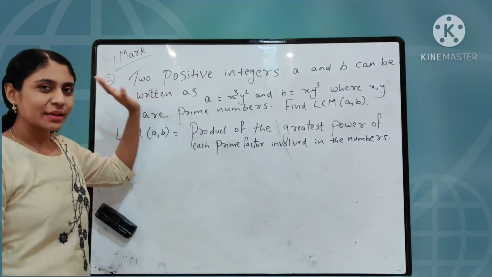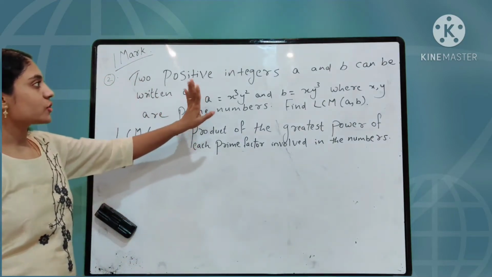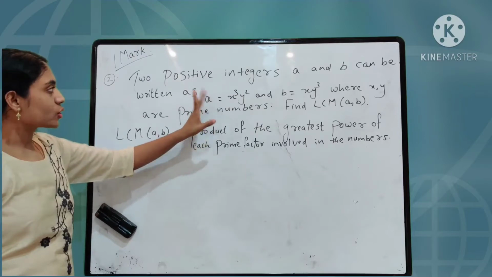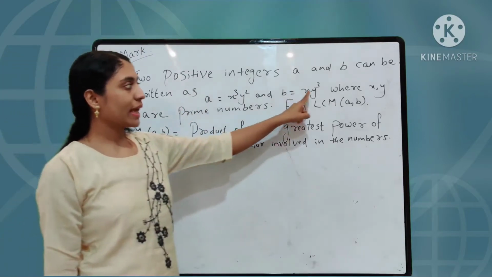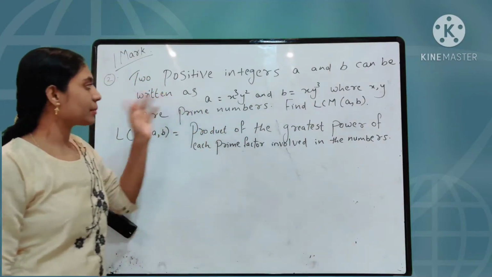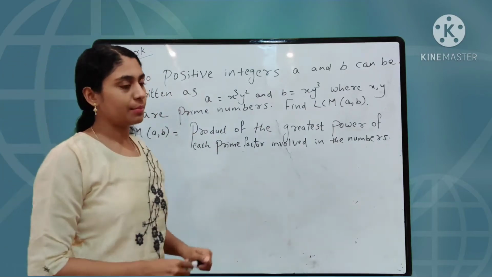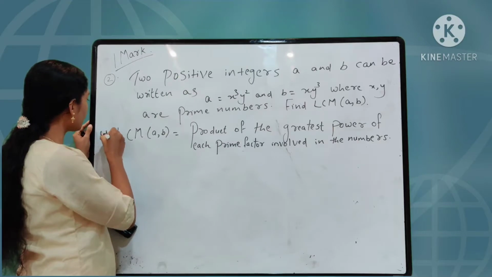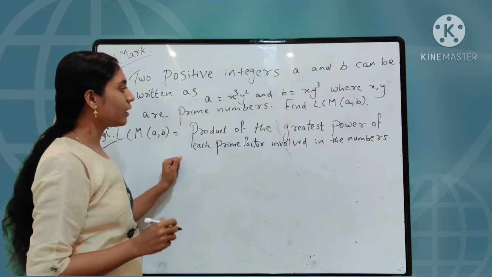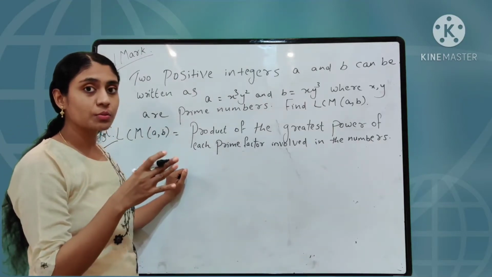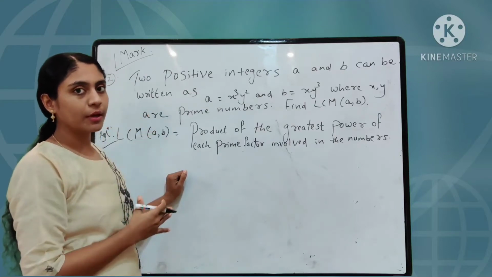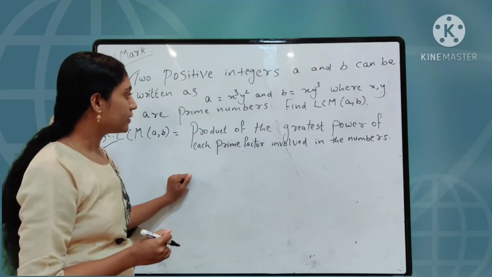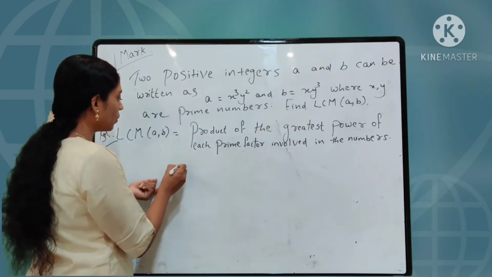Friends, going to the second question. Two positive integers a and b can be written as a equal to x cube y square and b equal to x y cube, where x and y are prime numbers. Find the LCM of a and b. How to find the LCM? We know the formula: LCM of two numbers is equal to the product of the greatest power of each prime factor involved in the numbers, right? So what is the answer?